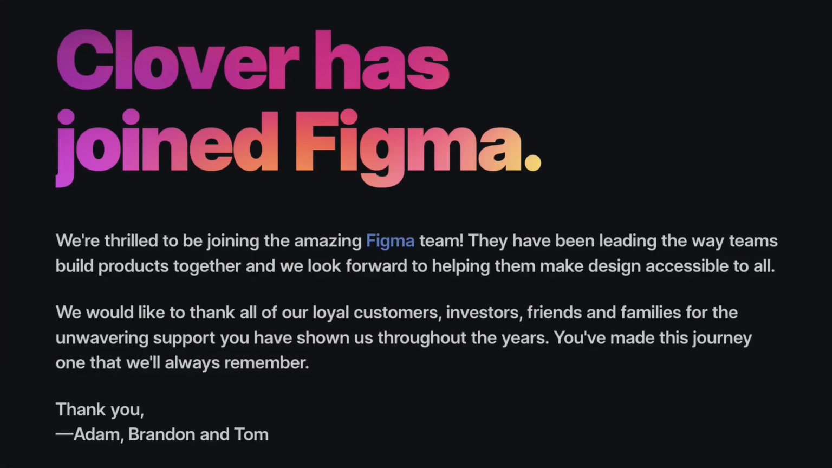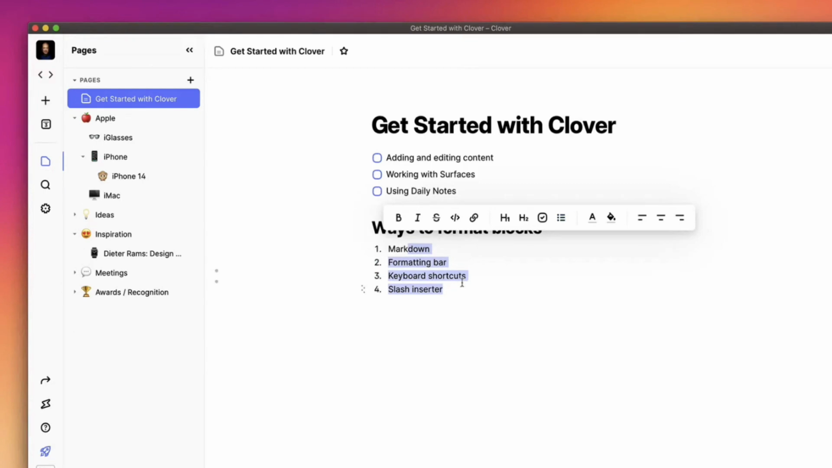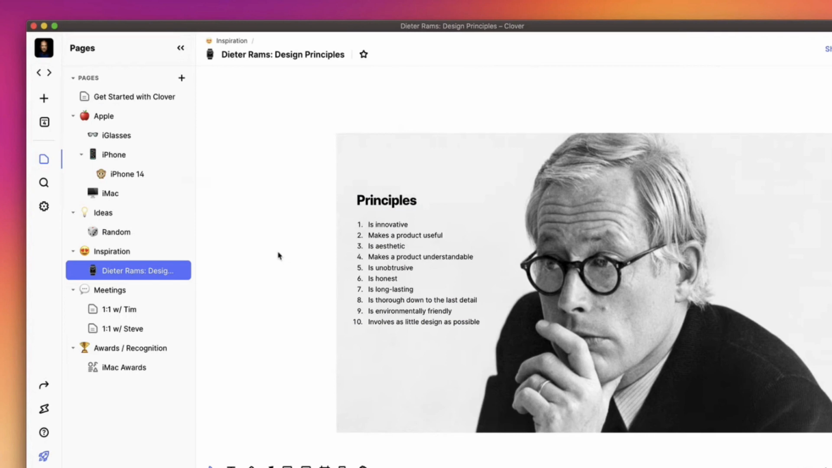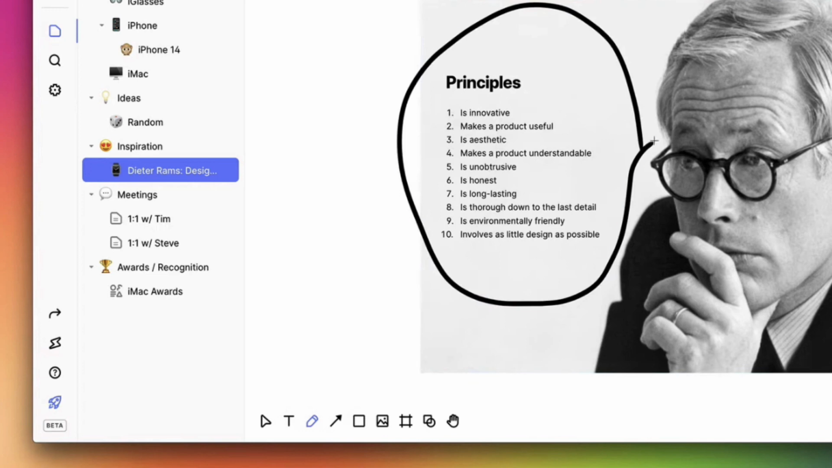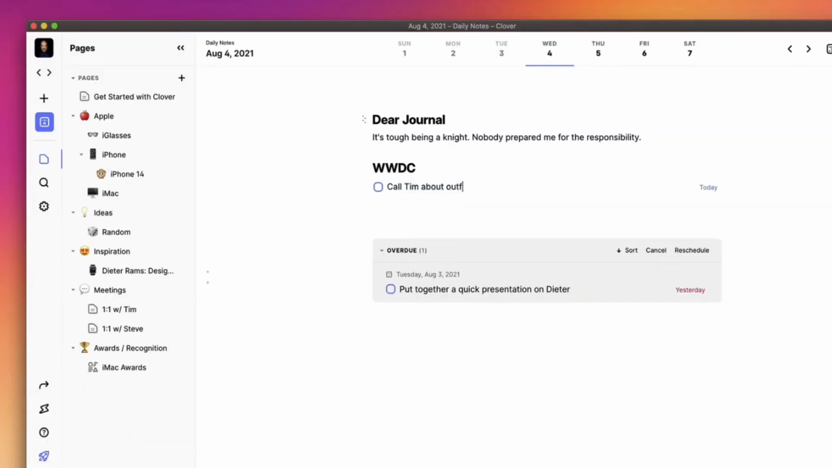Today is a sad day. Clover Notes is shutting down. And for those who didn't know what Clover Notes was, it was a note-taking application with a really creative focus, allowing you to do really awesome sketches, connect up daily notes, and do some really interesting things. Well, sadly, Figma bought them a few months ago, and today is the date that they're shutting down.